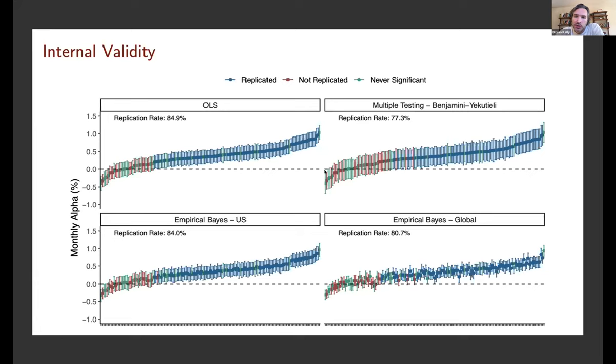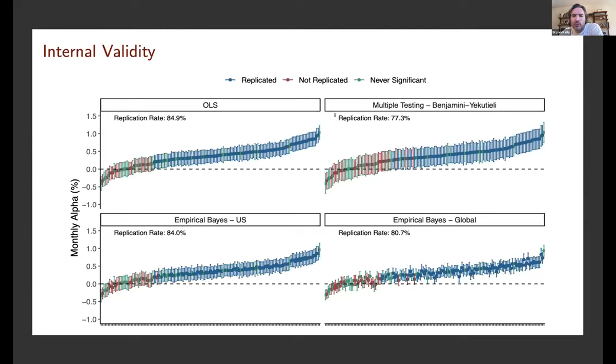Now I'm going to transition here to the upper right and ask what happens to my inferences when I make a standard frequentist FDR multiple testing adjustment. Well, note that the point estimates don't change when you do these frequentist corrections. The only thing that changes is you inflate the confidence intervals. And so some of these that were significant before with OLS become insignificant.